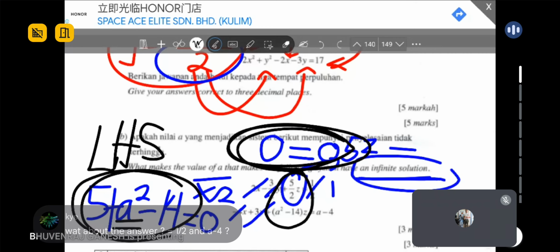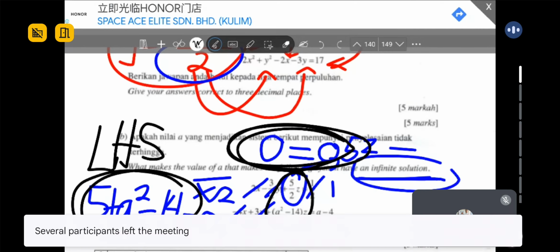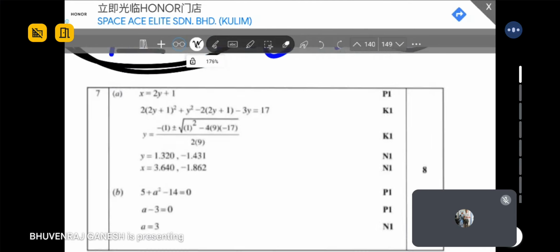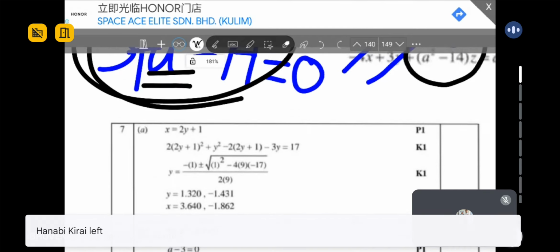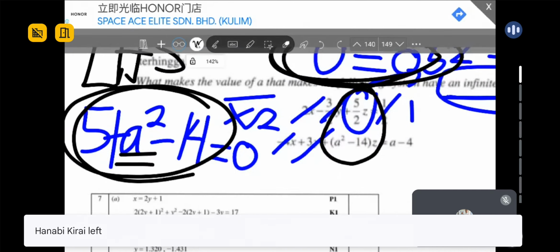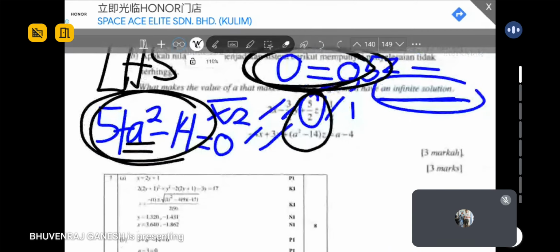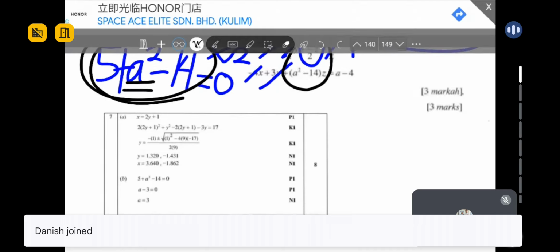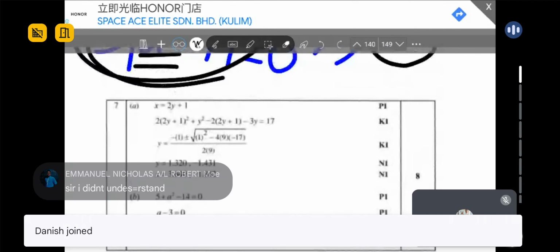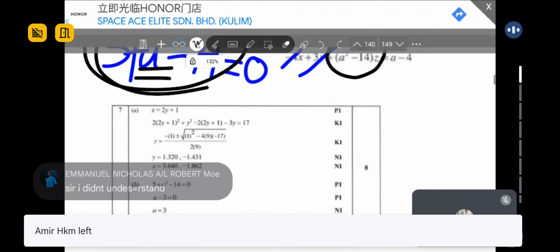So that's why I make this assumption. Wait, what about the answer? The answer got only one. Only one answer, guys. Okay, this is the answer. Okay, so A is equal to 3. A sama dengan 3 sahaja. Alright, so you cannot put negative over here. Okay, only one A value. Satu nilai A sahaja.